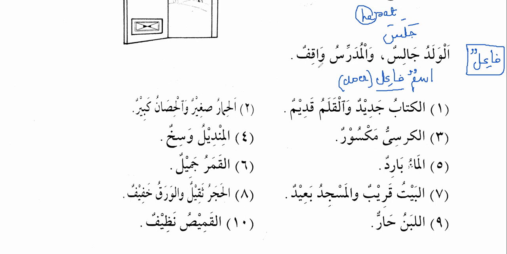Al-mudarrisu, the teacher. Waqifun. Waqifun comes from the verb waqafa, means he stood. So here waqifun follows the same scale. Fa'ilun, you will get waqifun. If you can see waw, qaf and fa, you can see the same letters here, waw, qaf and fa. So let's see, we will read all the sentences given here. Al-kitabu jadidun wal-qalamu qadimun.